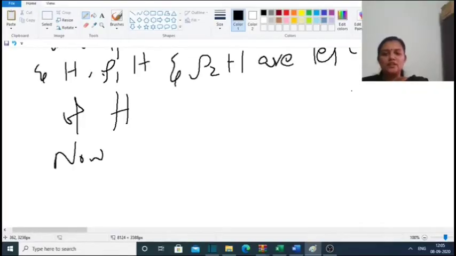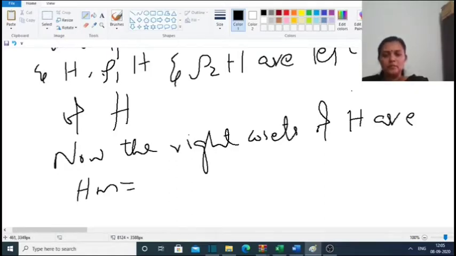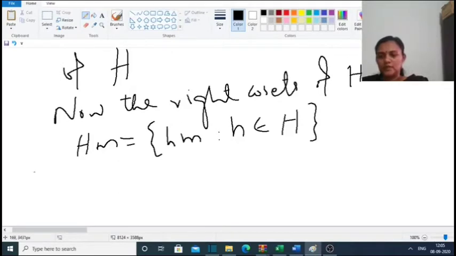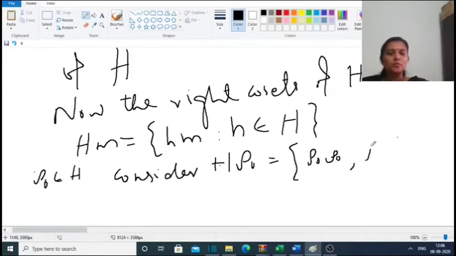Now the right cosets of H are Hm, which is equal to hm, where h is an element of capital H. So consider rho naught, an element of H. So consider H rho naught, which is equal to rho naught, mu 1 rho naught, which is equal to rho naught and mu 1, which is the same as H.